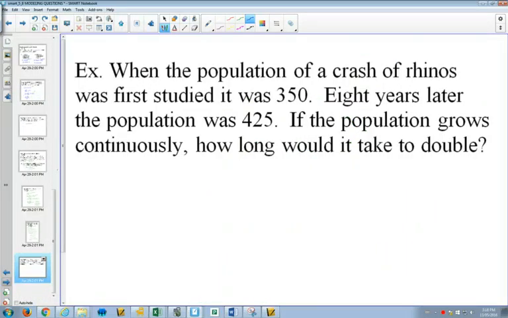This last question I would like you to do on your own right now. Population of a crash of rhinos. That is actually what a group of rhinos is called.